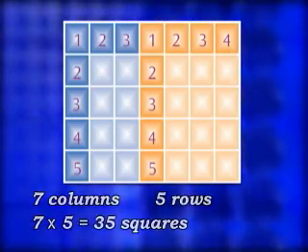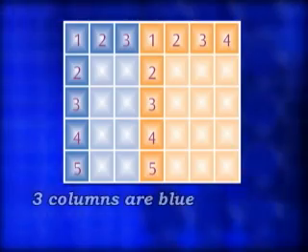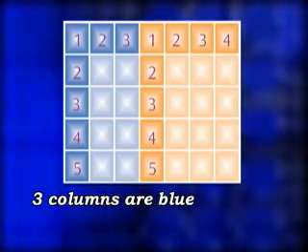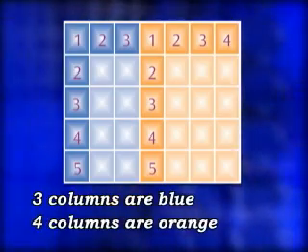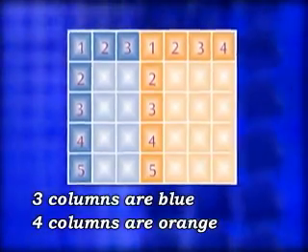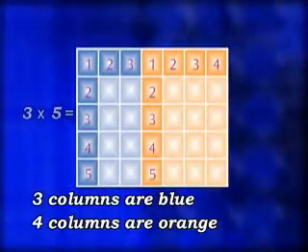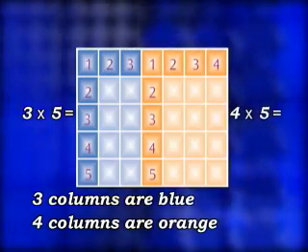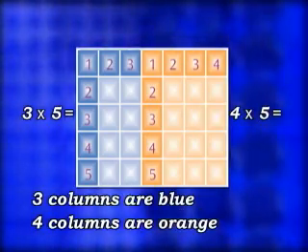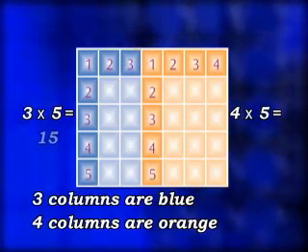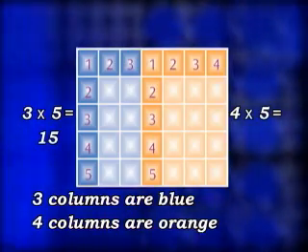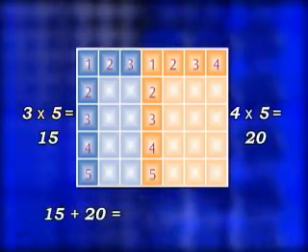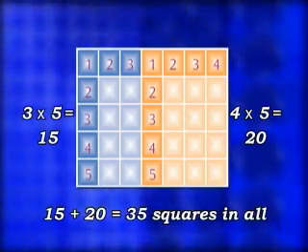But not all 7 columns are the same colour. 3 columns are blue and 4 columns are orange. So we have 3 times 5 blue squares and we have 4 times 5 orange squares. That's 15 blue squares and 20 orange squares, making 35 squares in all.